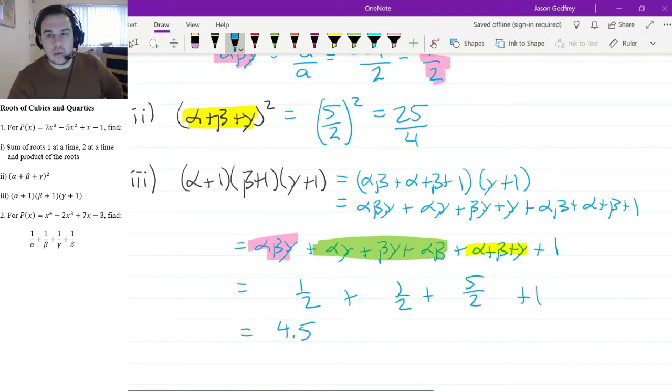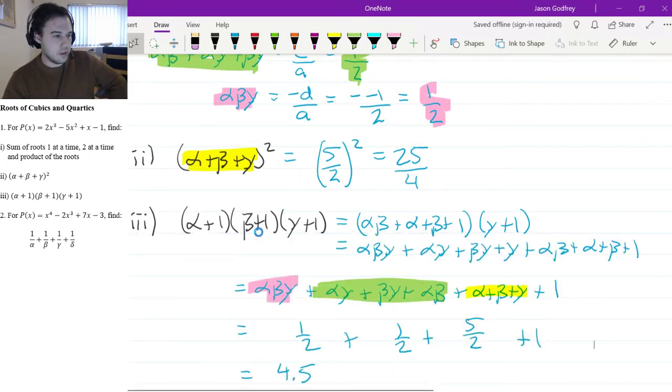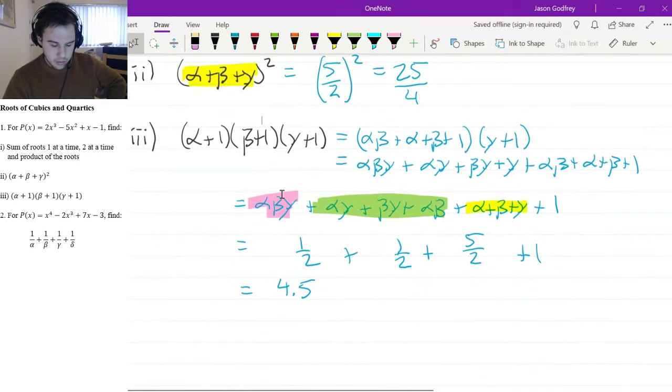Right, so if you don't immediately see the sum of the roots 1 at a time, 2 at a time, or the product of the roots, you're going to have to do something to make them appear, right? So if it's sets of brackets, you might want to expand them out. Like we did in the last video, if there's a fraction, you might want to find a common denominator, and you might need to do, like the square one in the last video, a bit more complex manipulation.